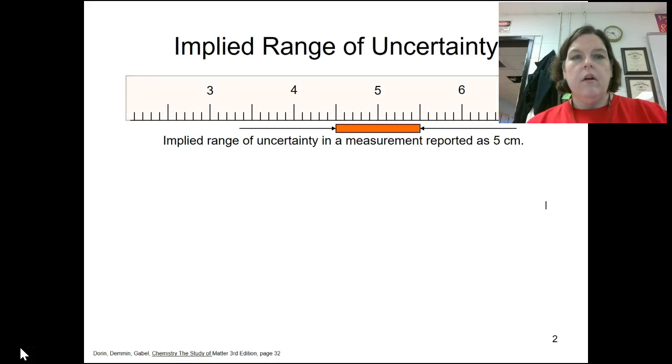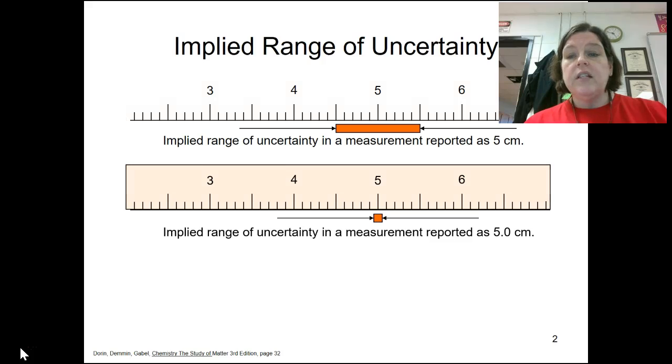Just getting ready to talk to you a little bit about significant figures. So here we go. First of all, I want to talk about implied range of uncertainty. You have an implied range of uncertainty in a measurement, and it can be reported as just like 5 centimeters or something like that. When you report this measurement as 5 centimeters, it implies you have 1 centimeter to either side because you're saying your uncertainty point is the 1 centimeter mark.